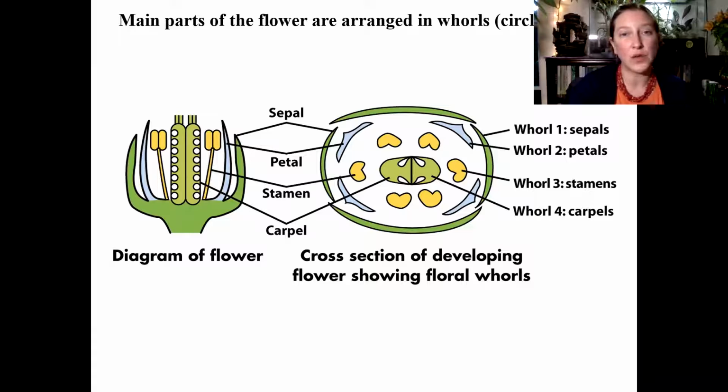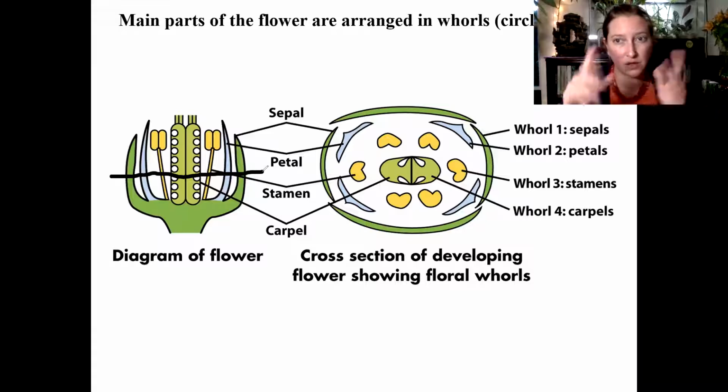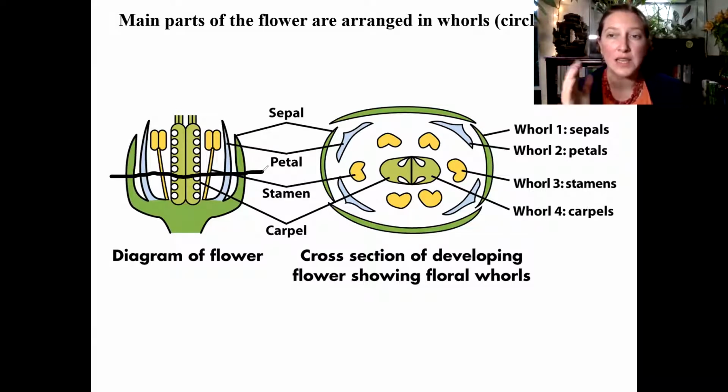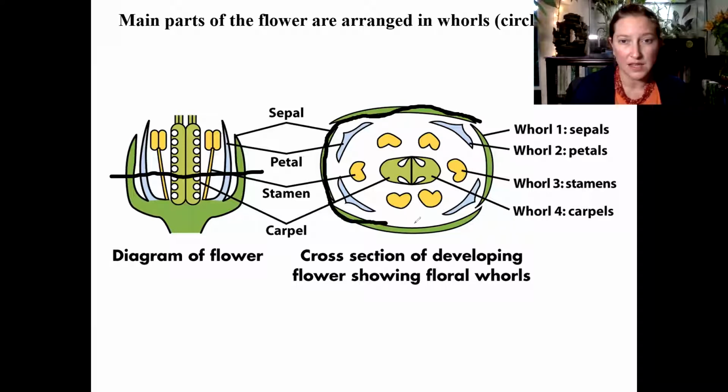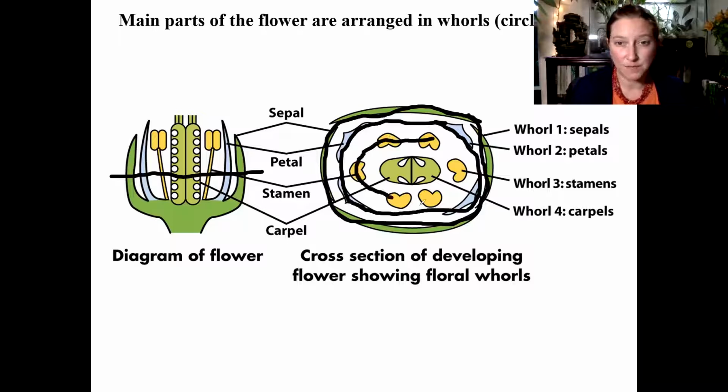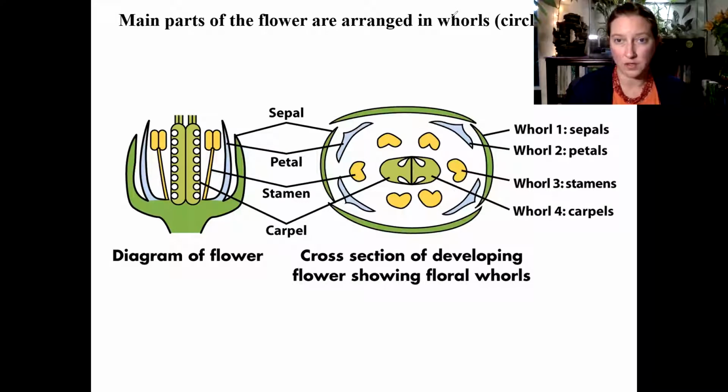But what's going on here is, if you do a cross section through this flower and then look at it under the microscope, you'll see that the different parts of the flower are arranged in these circles. So the outermost circle is that of the sepals, or the green things. Second circle is the petals, or the blue things. Next is the stamens. And then the last whorl or circle is the pistil. Okay? So that's how flowers are organized.